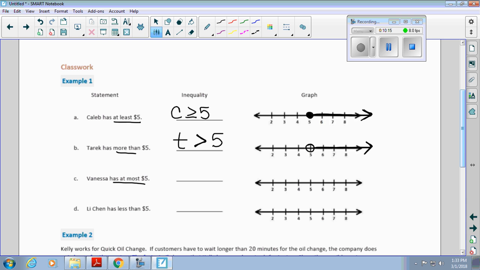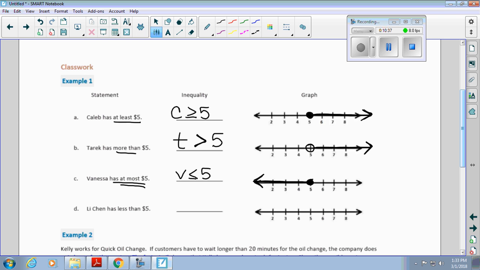Vanessa has at most $5. So here's $5. That's the biggest amount of money she has. It could be anything less than that. That $5 is kind of where it's capped off. So Vanessa's amount is less than or equal to 5.